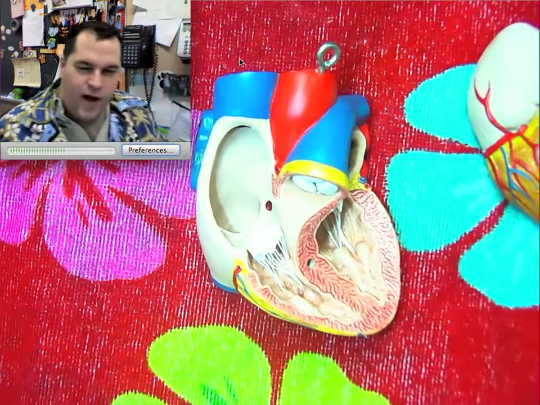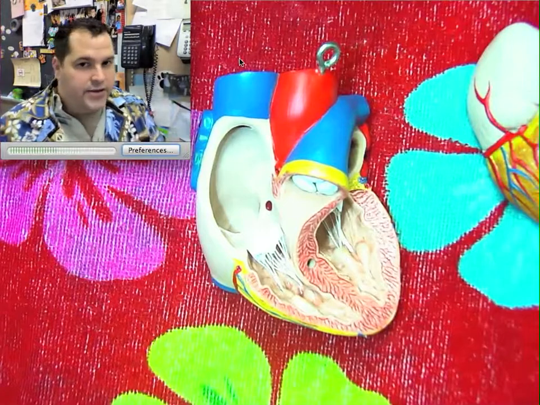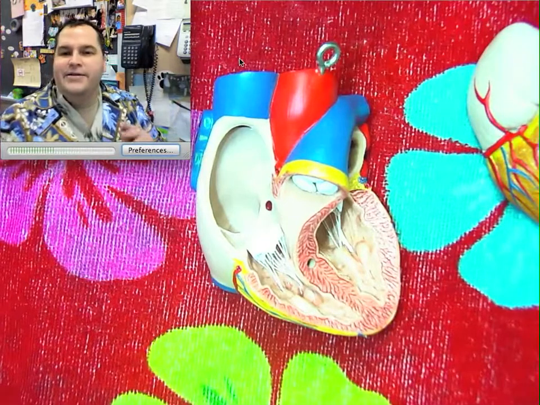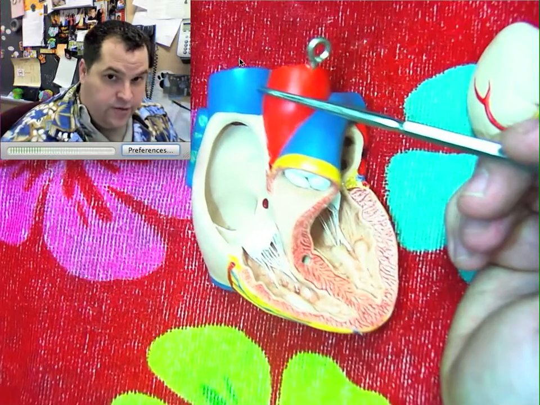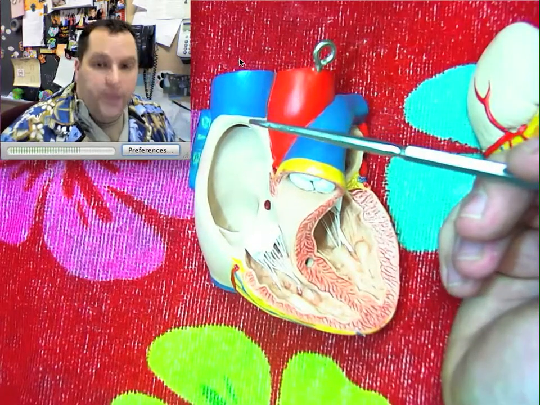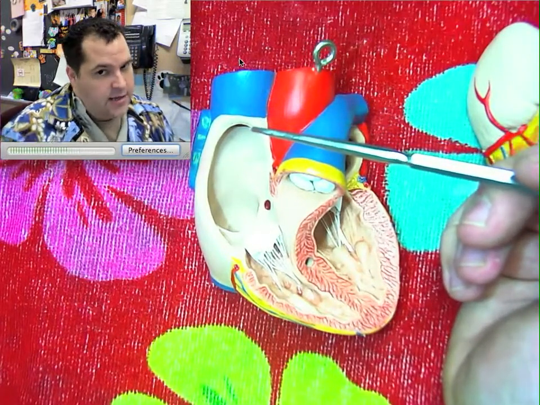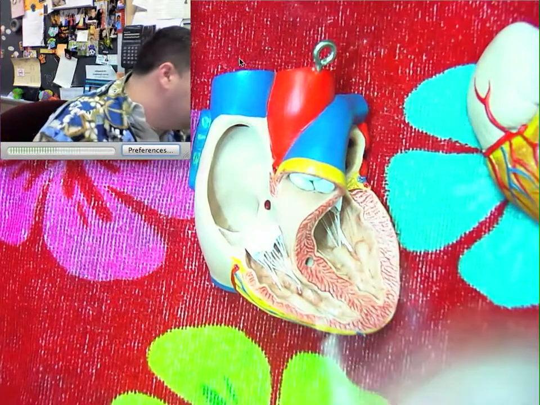Now the question is, why is that blue? Remember, at this point, even though it's an artery, it doesn't have oxygen. It's got carbon dioxide rich blood in it. So all the blue vessels are actually representing vessels that are carrying blood that's carbon dioxide rich, not oxygen rich. All right, this is going to go to the lungs.